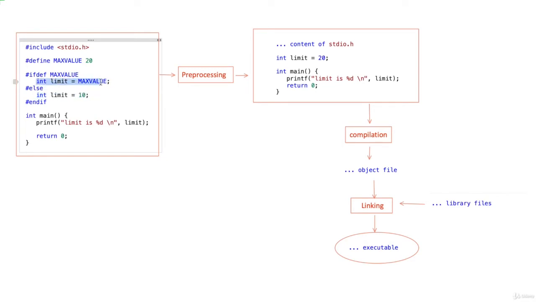So here, because MAX_VALUE is defined, it expands limit equal to MAX_VALUE, and again, it replaces the MAX_VALUE with the actual value, which is 20. And it replaces the rest of the program. So this program is then submitted for compilation. The compiler will verify whether the syntax is right or wrong. So this is what you need to remember.